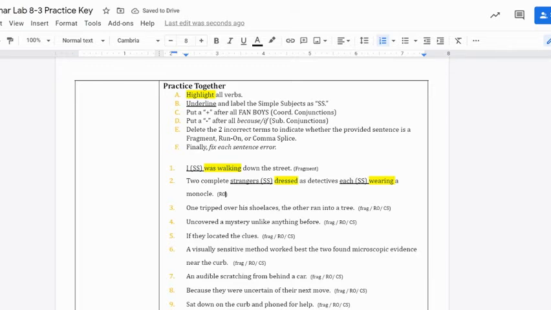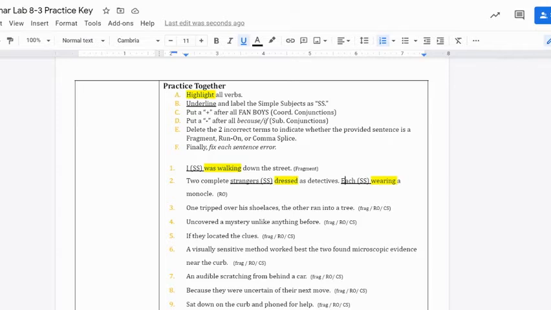Now, if it's a run-on, I've got two sentences. So the question becomes, where do I break these two sentences up? Well, subject, verb, where does that first sentence end? Two complete strangers dressed as detectives, each wearing a monocle. If I'm not sure, I can read that and pause. Two complete strangers dressed as detectives, each wearing a monocle. No, I think the first time is better. And again, period, capital letter. And again, you can do the comma FANBOYS if you so choose. That's the great thing about fixing it, is that you make it your own.